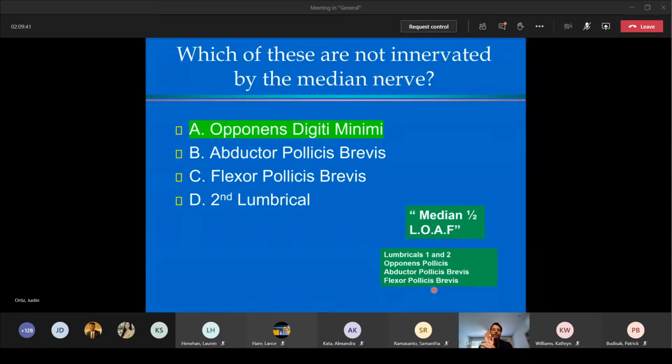The hypothenar eminence is also going to have an OAF, but it's called opponens digiti minimi, abductor digiti minimi, and then flexor digiti minimi. Digiti minimi means pinky. It's literally saying opponens pinky. So that's not going to be innervated by the median nerve because that's on the pinky side, and median 1/2 loaf is on our thumb side. So opponens digiti minimi is not innervated by the median nerve, while abductor pollicis brevis, flexor pollicis brevis, and second lumbrical are all going to be. So yes, median 1/2 loaf.